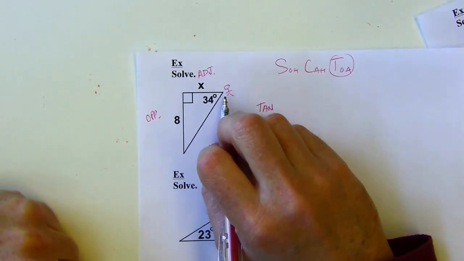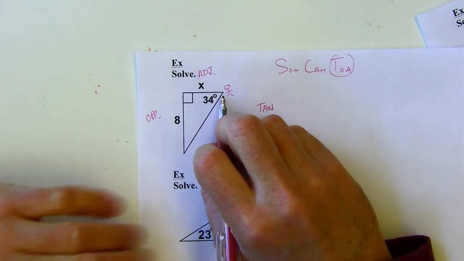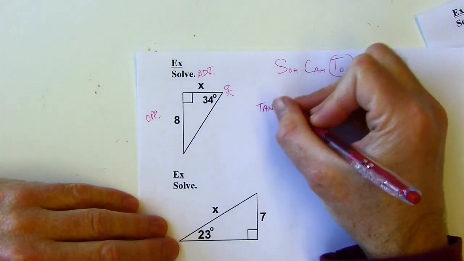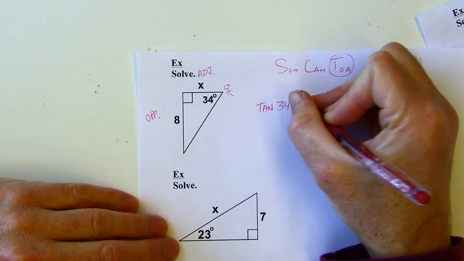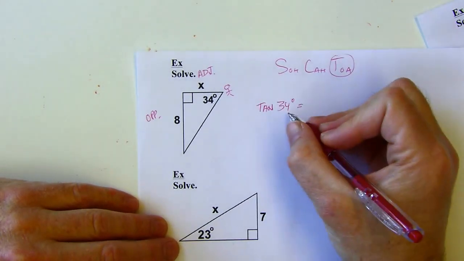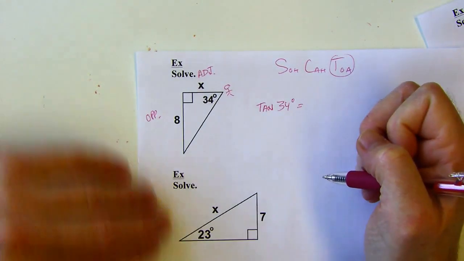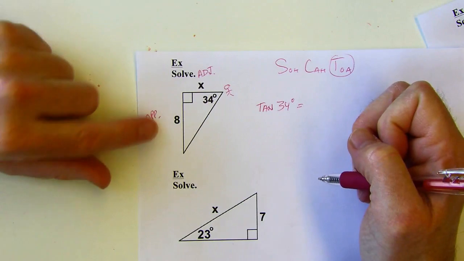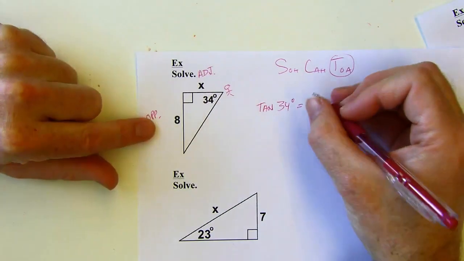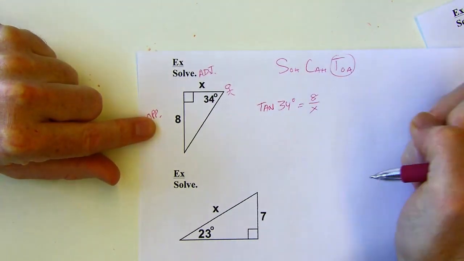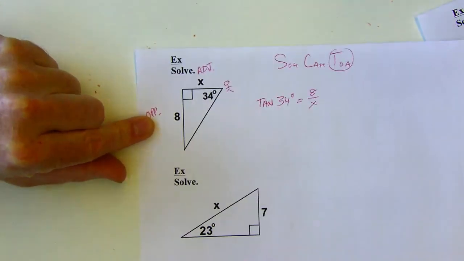So I'm going to take the tangent from a particular angle, from this angle. I don't know the name of that angle. I don't know if that's angle A, B, or C, or whatever, but I know it's a 34-degree angle. So I'm just going to say, hey, I'm at the 34-degree angle. So I'm taking the tangent of 34 degrees, okay? And that's going to equal opposite over adjacent. So 8 over x.